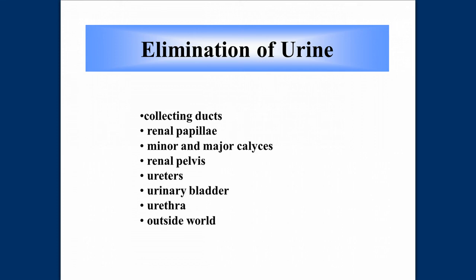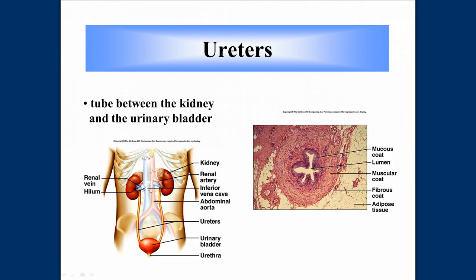Elimination of urine. You have the collecting ducts. Remember that it dumps from the distal convoluted tubule to the collecting duct that goes through the renal papilla to the minor calyx to the major calyx to the renal pelvis to the ureter, and to the urinary bladder, to the urethra, and then the outside world. The ureters are the tubes between the kidney and the urinary bladder. They usually run in the same direction as the vertebral column. From the kidney to the urinary bladder, you have two of them.